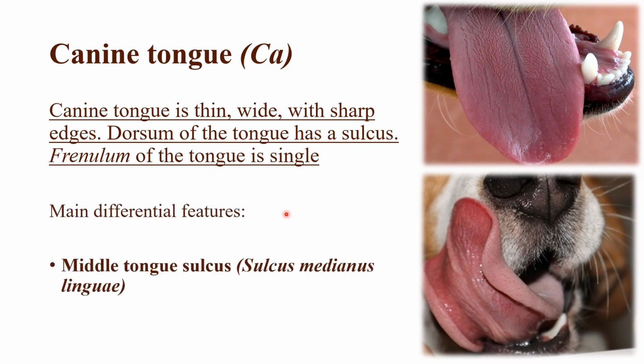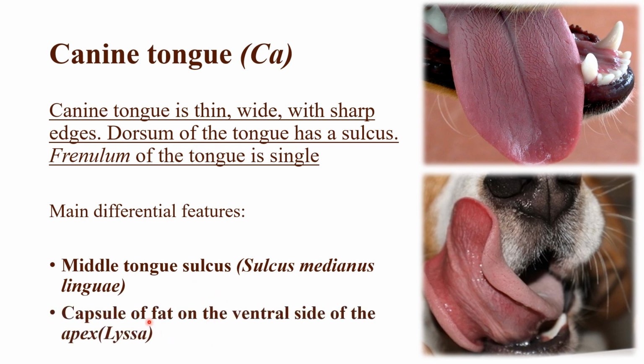And the main differential features are the median sulcus of the tongue, or sulcus medianus linguae, and then a capsule of fat on the ventral side of the apex, which is called the lyssa. So basically we have the sulcus, that little river on the top of the dorsum, and then that little capsule of fat on the ventral side of the apex of the tongue.